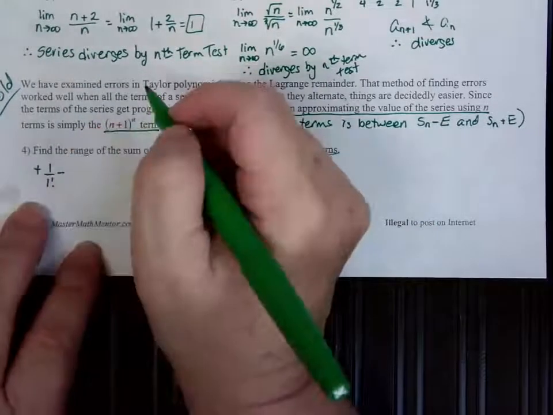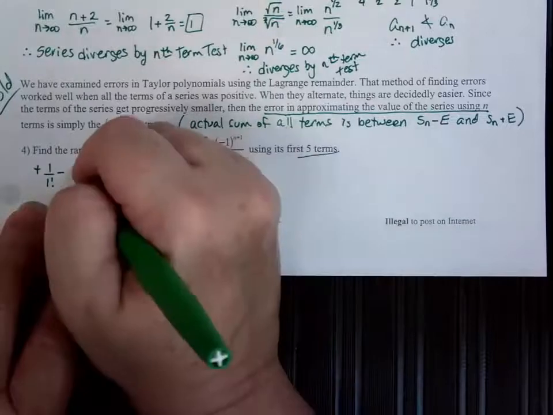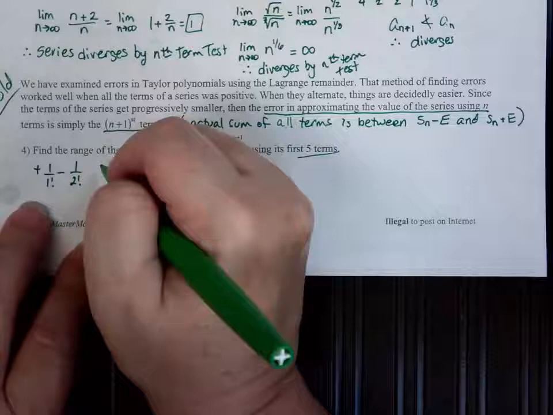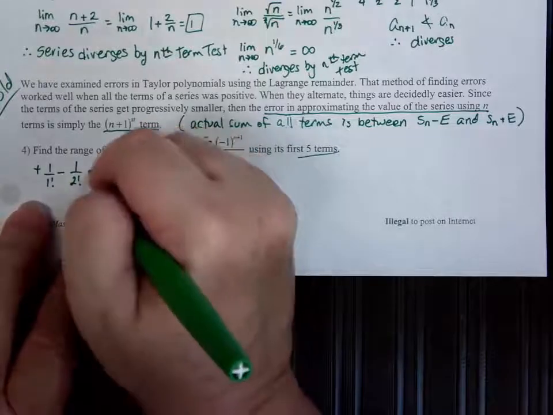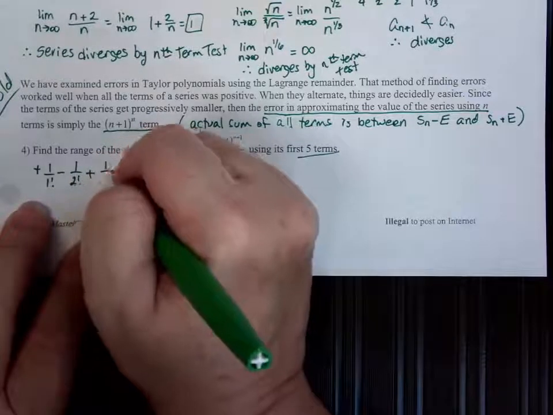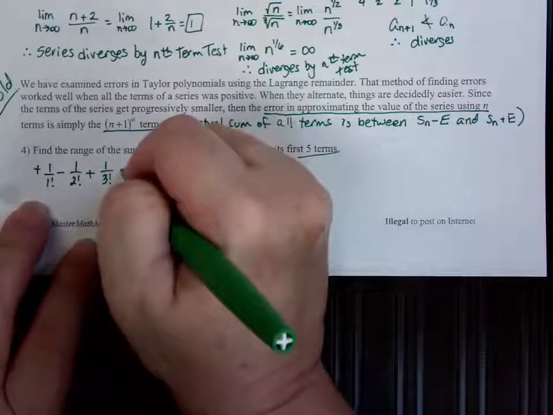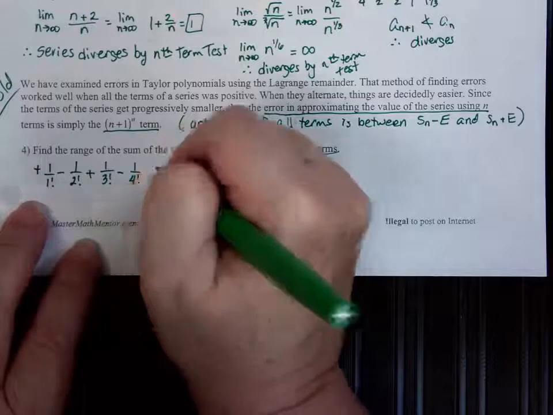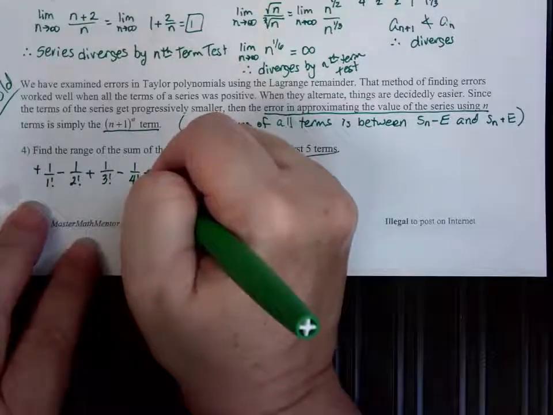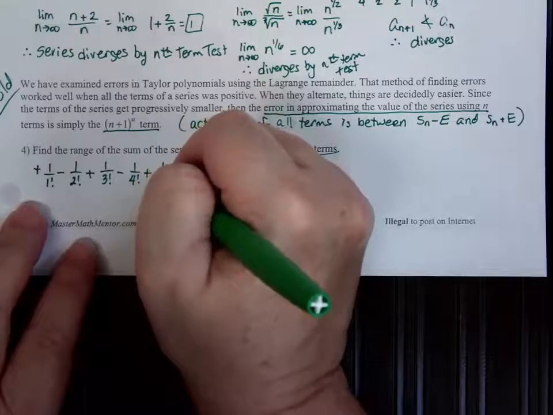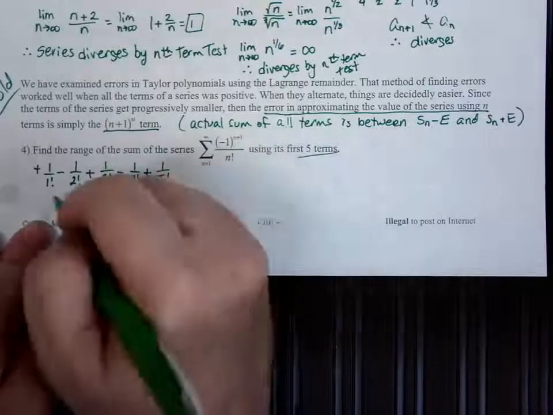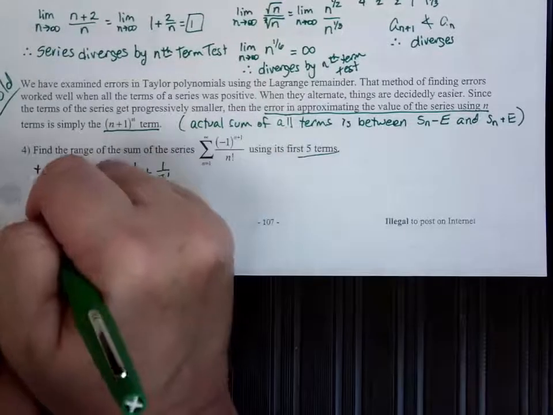Minus, because it's alternating, 1 over 2 factorial, right? What sign comes next? Plus 1 over 3 factorial, minus 1 over 4 factorial, plus 1 over 5 factorial. Agreed? So that's 5 terms. So what they want me to do is go ahead and add these up. This is going to be S of 5.